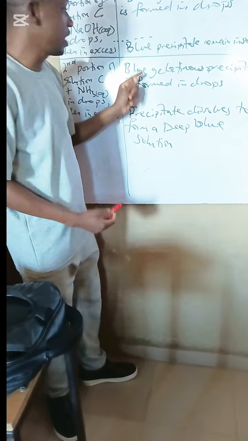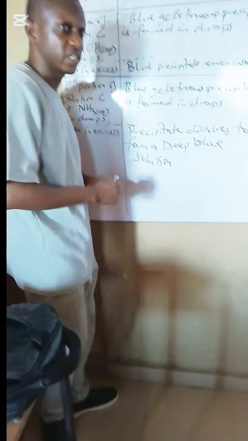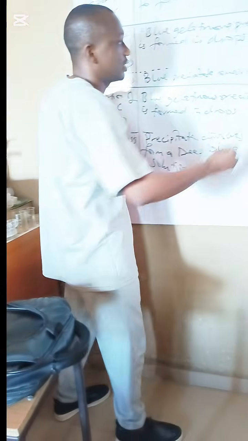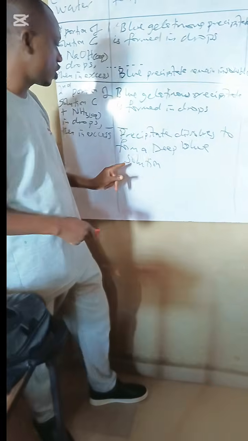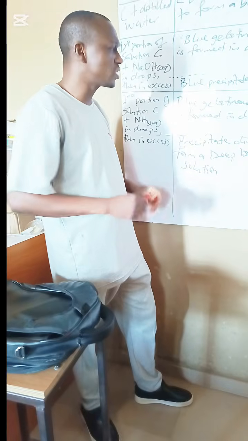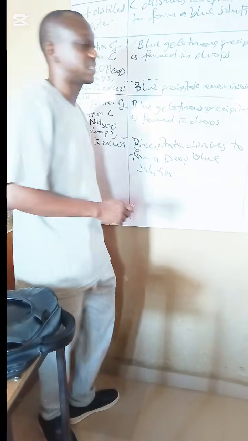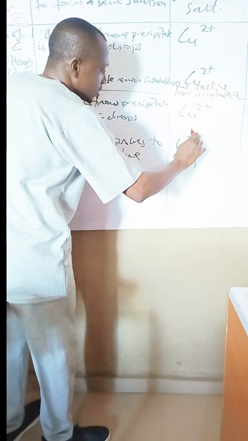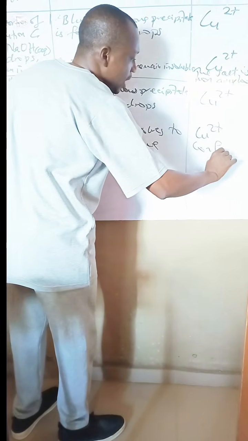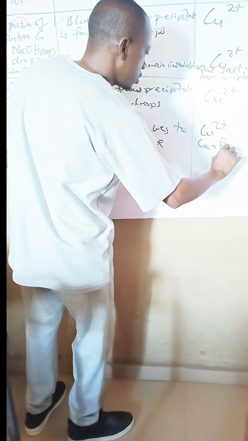Now, when we have a blue gelatinous precipitate formed, what did we expect? That is Cu2+. Now, when the precipitate dissolves to form a deep blue solution, what happens? This is the confirmatory test. Cu2+ confirmed. It is a confirmatory test. It's confirmed in that manner.